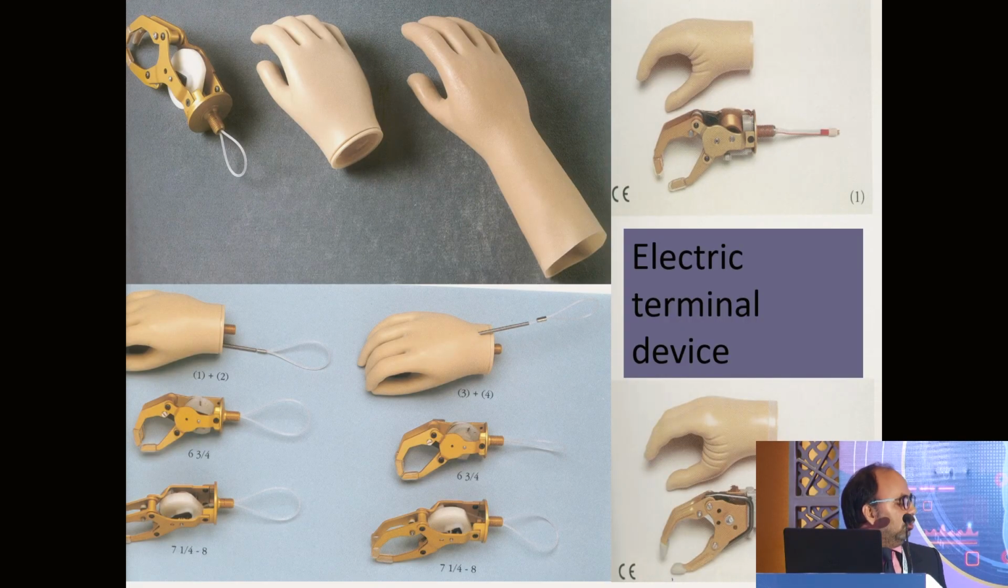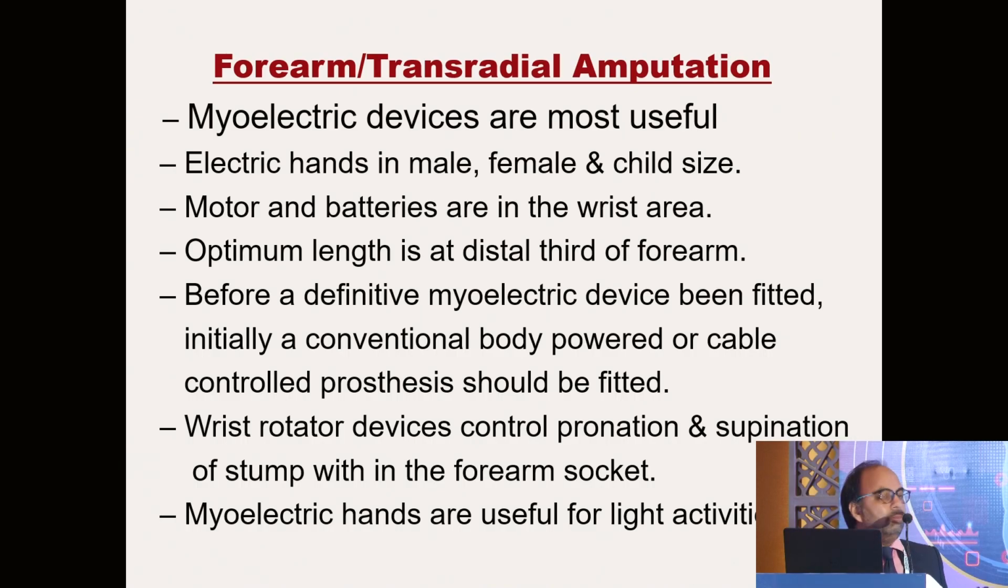Then there are electric terminal devices like this, which can be controlled by battery. Then coming to forearm transradial amputation, in this myoelectric devices are most useful. Electric hands in female, male, and child size are available. Motor and batteries are placed in the wrist area.